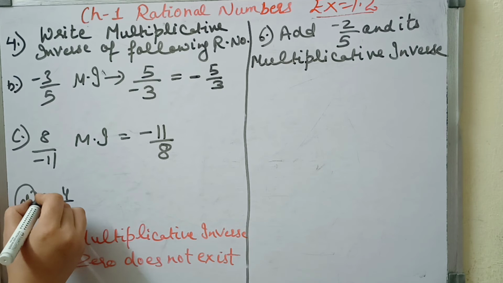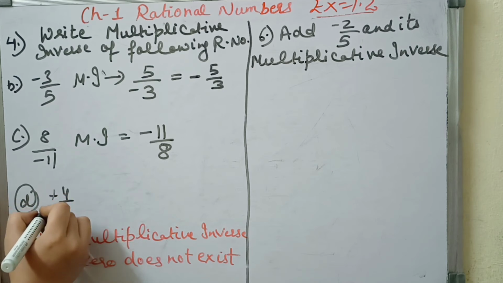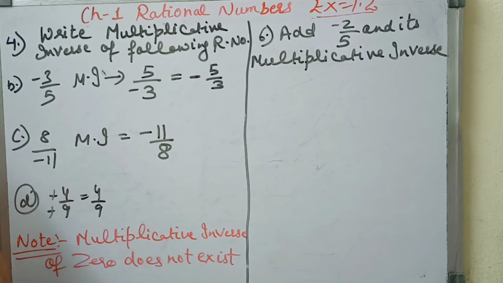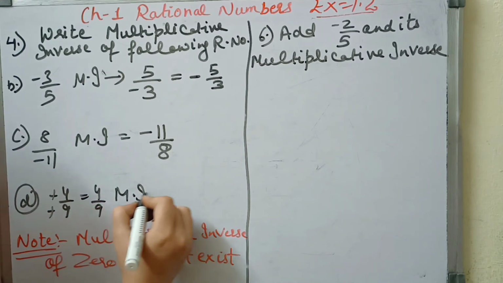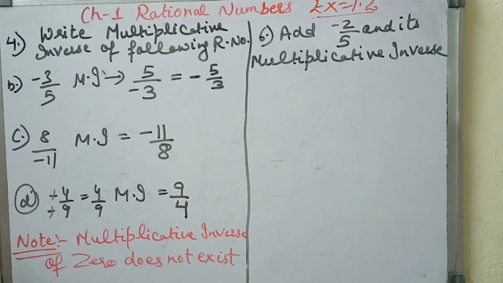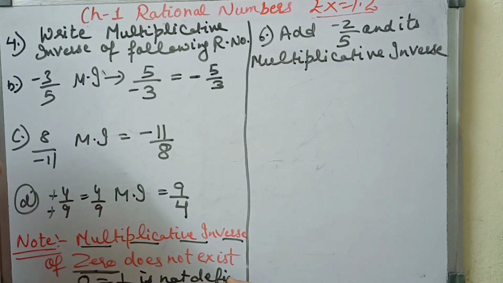And third, last part is minus 4 over minus 9. Minus minus cancel out and the term now is 4 over 9. So its multiplicative inverse is 9 over 4. One very important note, note it down. Multiplicative inverse of 0 does not exist. Because you know the multiplicative inverse of 0 is 1 over 0. It is not defined. So its multiplicative inverse does not exist.